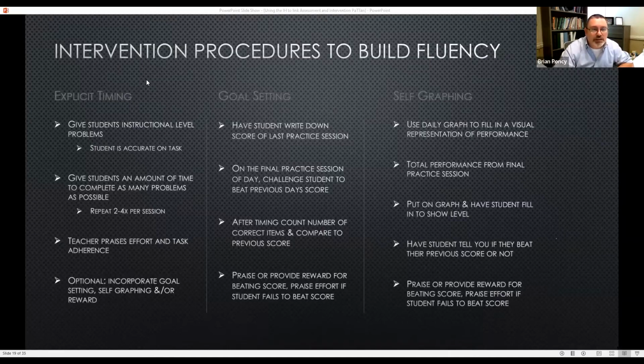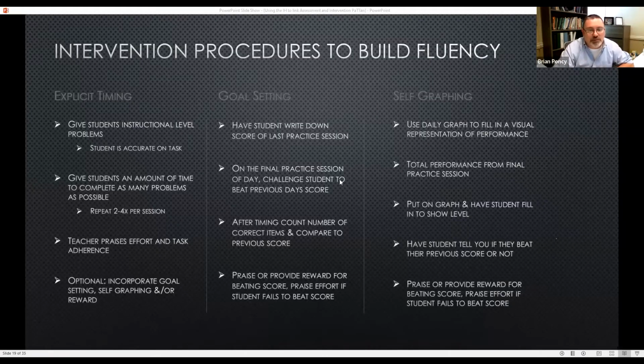Now, explicit timing and drills can be boring, but they can be fun. And so for goal setting, have a student write down the score of their last practice session. On the final practice session of the day, challenge the student to beat the previous day's score. After timing, count the number of correct items and compare to the previous score.